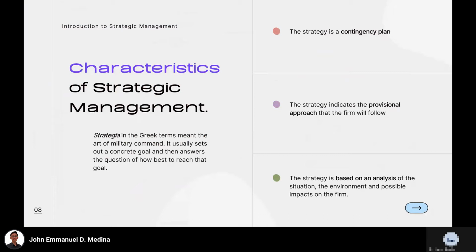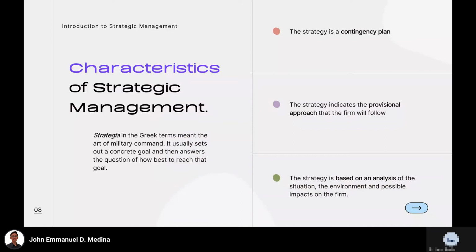Characteristics of strategic management. As mentioned earlier, strategy is an action plan that an organization takes to pursue its goals and objectives. Strategia, in Greek terminology, meant the art of military command. It usually sets out a concrete goal and then answers the question of how best to reach that goal. The methods of reaching the goal can be viewed from different perspectives.